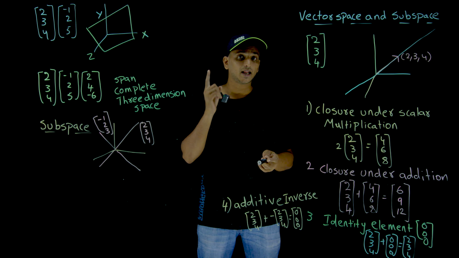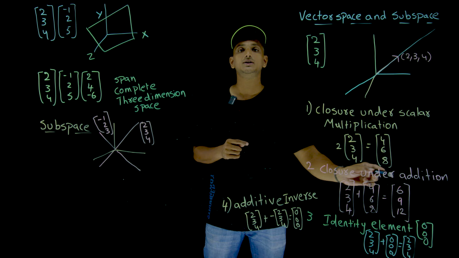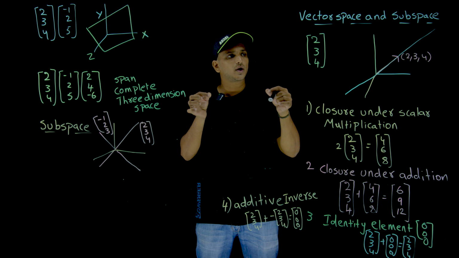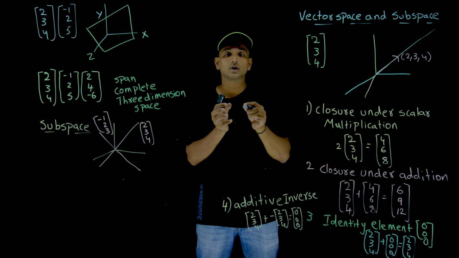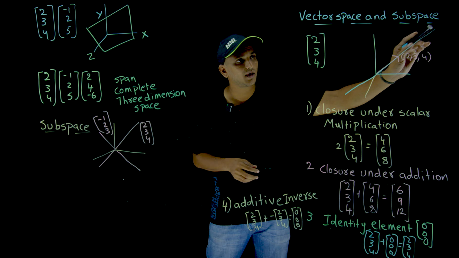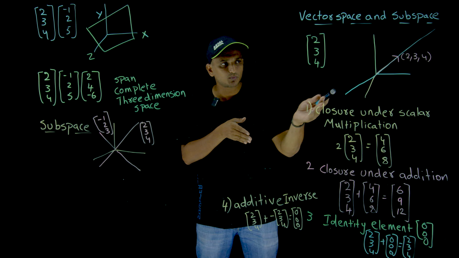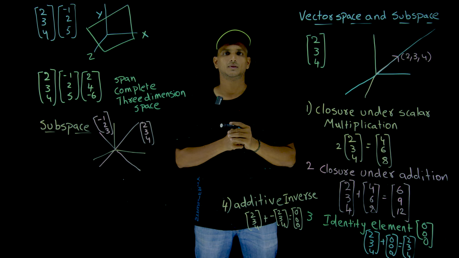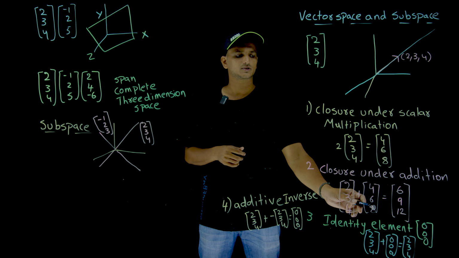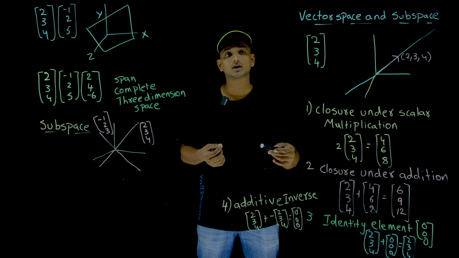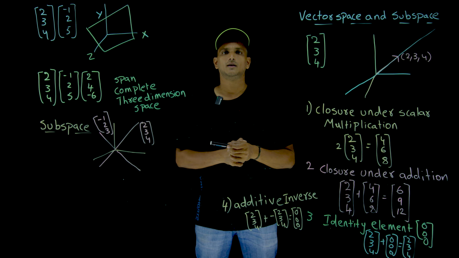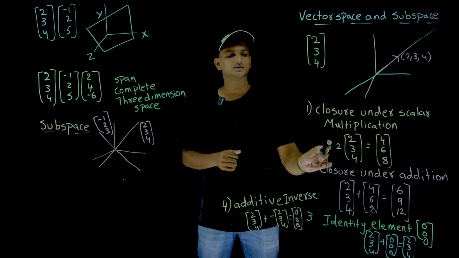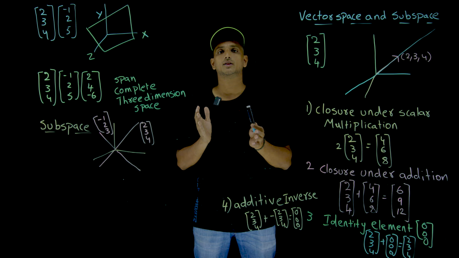Similarly, it has to satisfy the next property, closure under addition. Means you take any two vectors on this line. If you add them, you have to get a new vector that is on the same line, covering the same space. Yes, you take 2, 3, 4 plus 4, 6, 8. If you add these two vectors, you get 6, 9, 12, a vector on the same line. So closure under scalar multiplication, closure under vector addition.